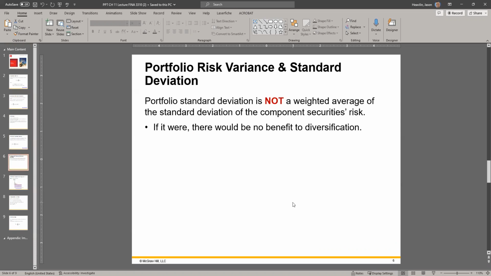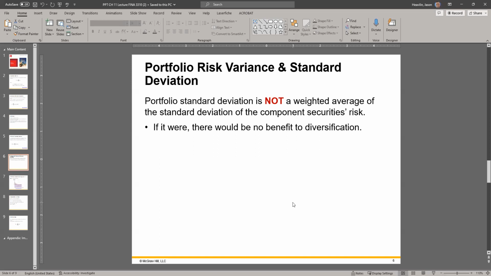Now, the expected returns work that way. You can do a weighted average. However, as I mentioned before, the standard deviation does not work that way. If you were to just do a weighted average of the standard deviation, or just an average, then there would be no point in combining stocks. There would be no advantage of doing that.